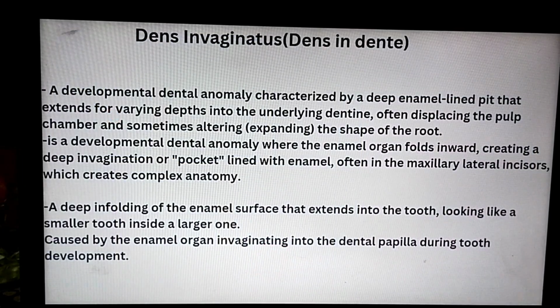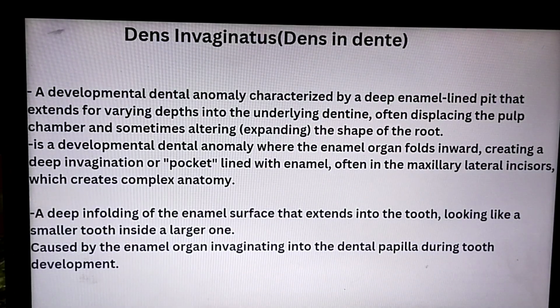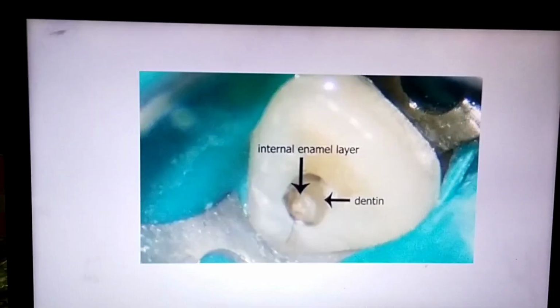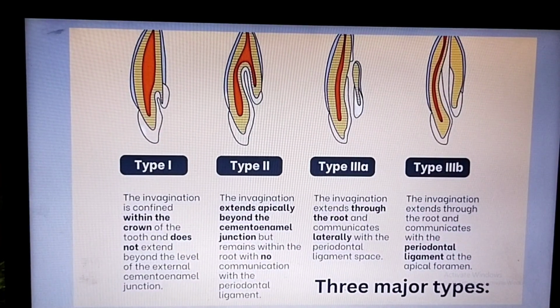Let's continue. It is a developmental dental anomaly, as I've already told you, where the enamel organ enfolds or folds inward, creating a deep invagination or pocket lined with enamel, often in the maxillary lateral incisors, which creates complex anatomy. Thus, we can see a complex anatomy of such tooth, which can create further problems. Now, we'll move on to the types of the dens invaginatus. It has three major types, alright?